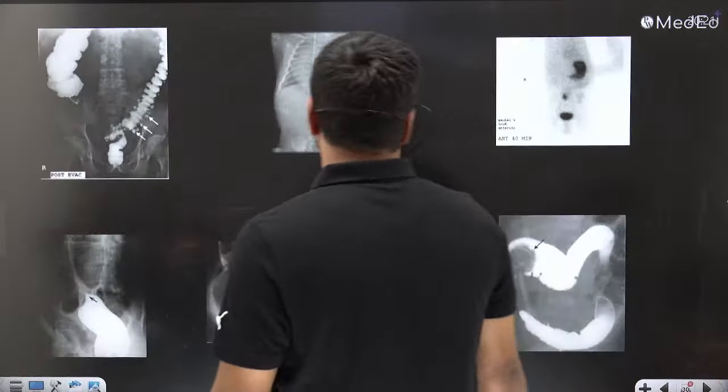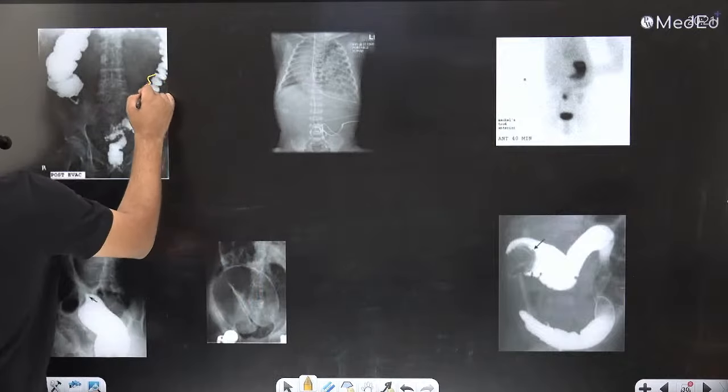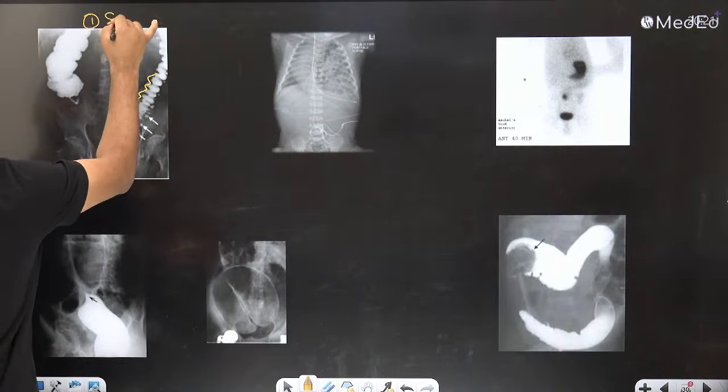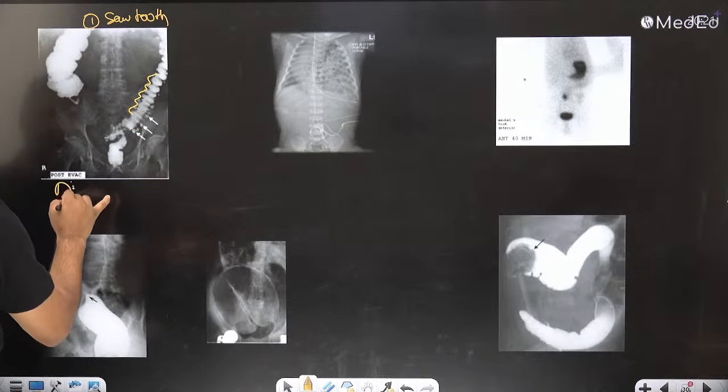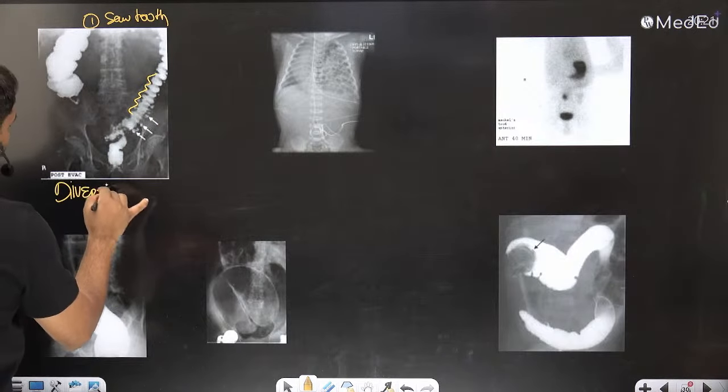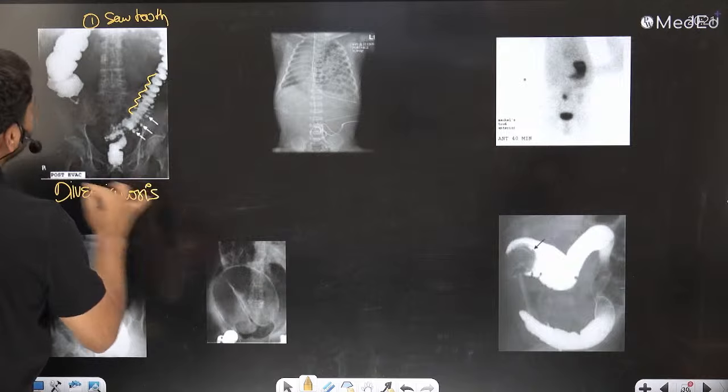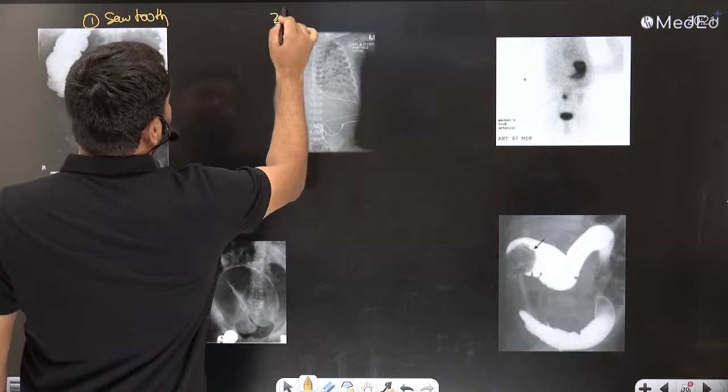What are the other images which are important? Here you can see sawtooth appearance, right? So this is your sawtooth appearance. So where do you see sawtooth appearance? This is your diagnosis of diverticulosis, right?